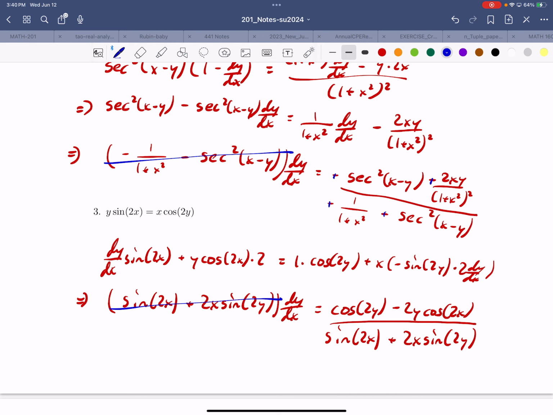So again, it's a bit of work. It might be a lot of work, but it's always the same. Implicitly differentiate, take the derivative of both sides with respect to x, put all the dy over dx terms on the left side, factor out the non-dy over dx, and then divide. And that's your answer.